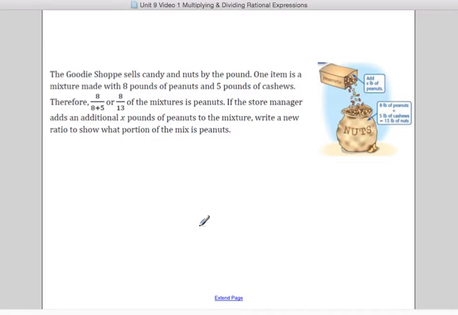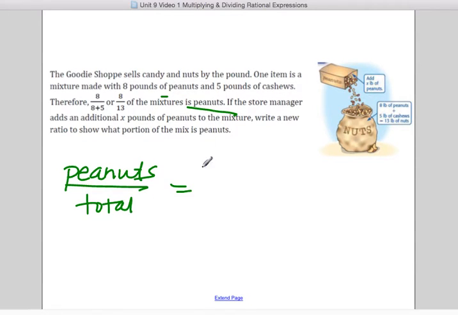The first example we look at is the Goody Shop sells candy and nuts by the pound. One item is a mixture with 8 pounds of peanuts and 5 pounds of cashews. So they say, therefore, 8 over 8 plus 5, or 8 over 13, of the mixture is peanuts. The way that comes about is because if you want to figure out how much of the mixture is peanuts, you would take your peanuts over your total. So currently there's 8 pounds of peanuts over the total. The total is 8 plus 5, which is 13.